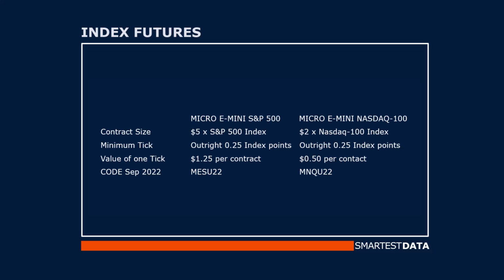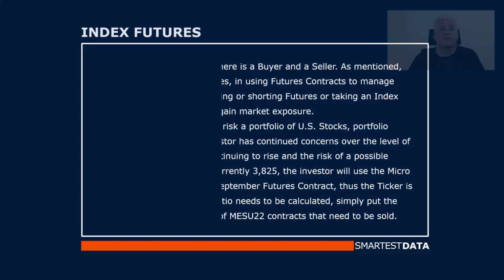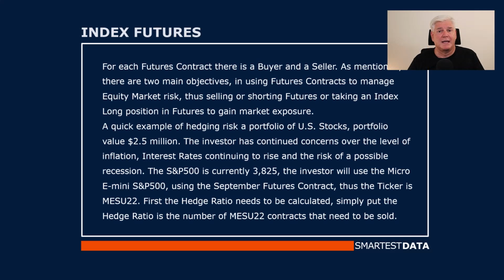The value of 1 tick, $1.25 per contract for the micro E-mini S&P 500, and 50 cents per contract for the micro E-mini NASDAQ 100. The code for September for the micro E-mini S&P 500 is MESU22, for the micro E-mini NASDAQ 100 MNQU22. For each futures contract there is a buyer and a seller.